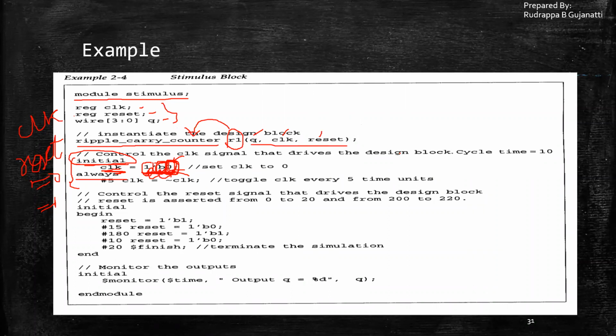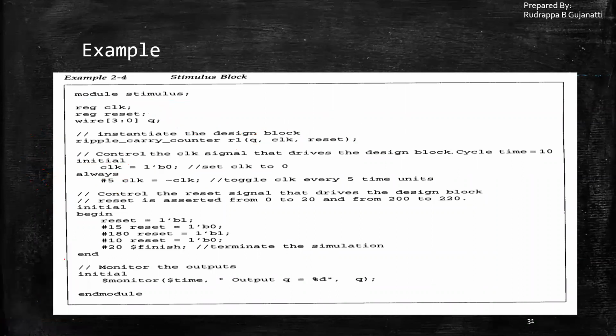Then after you initialize the clock, if you observe, hash 5 implies every 5 units. So after every 5 units, you alternate the value of the clock. Initialized to 0, after 5 units it should go to 1. After 5 units, again it should come back to 0. Sorry, 1, 0, 1, 0.